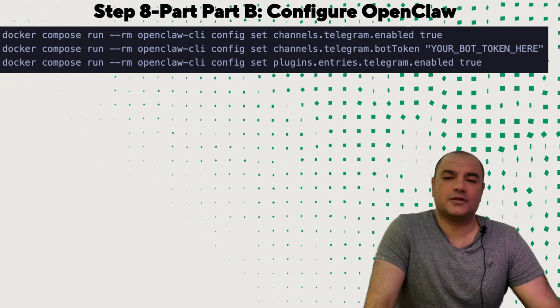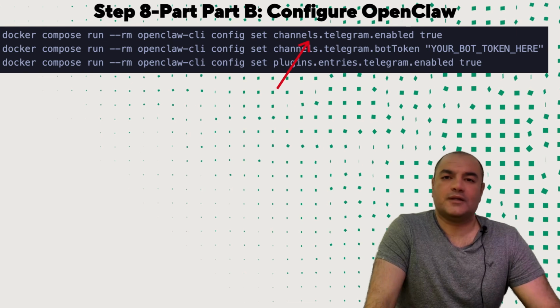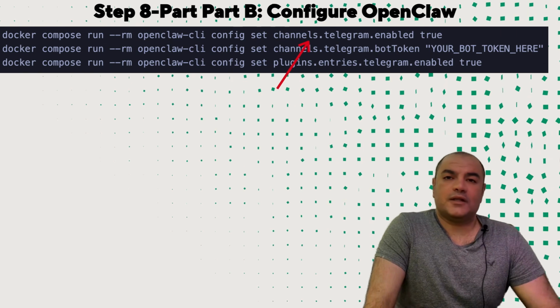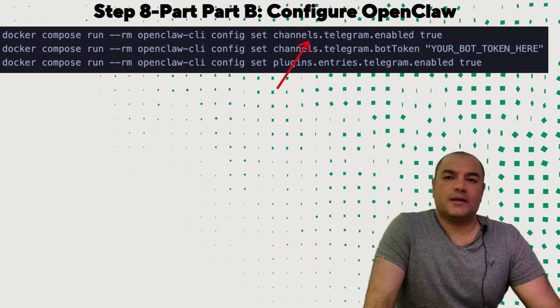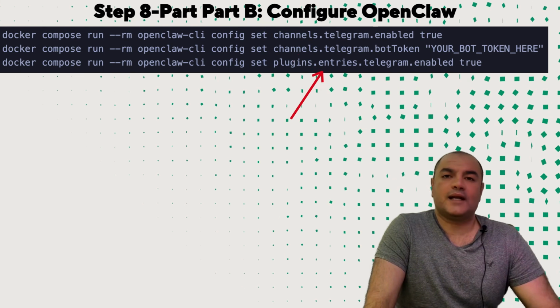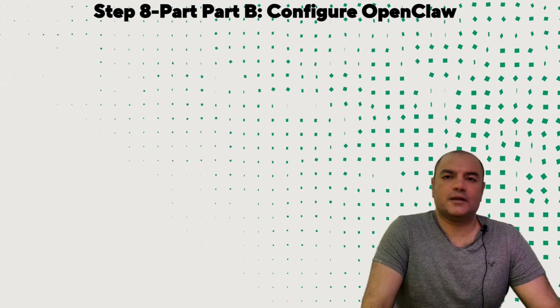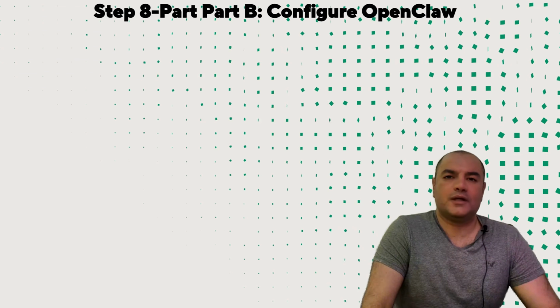Why are we using these 3 commands? Because OpenClaw has a 2-layer system. channels.telegram configures how Telegram should work, meaning token and policies. plugins.entries.telegram actually runs the Telegram plugin. Both layers need to be enabled, or Telegram won't connect.